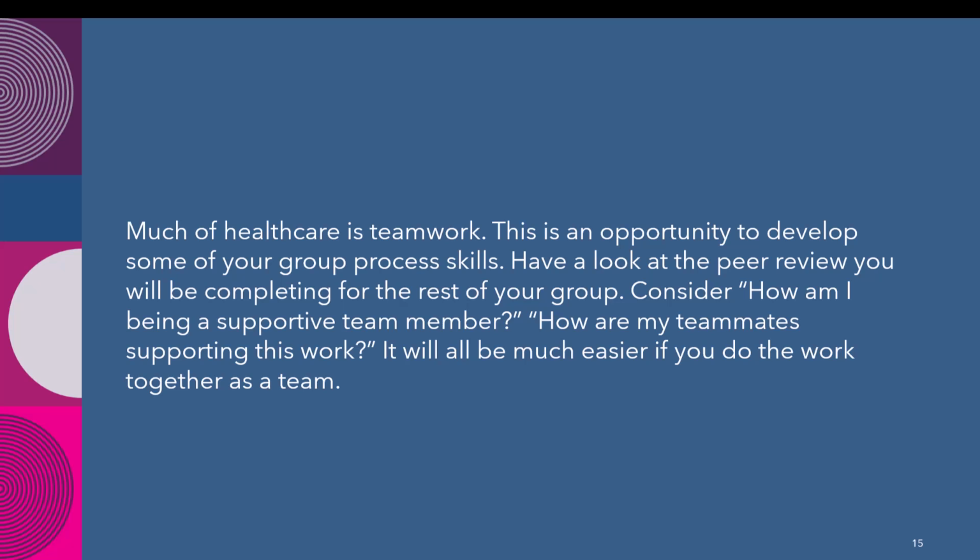Finally, I'll leave you with this reminder that most of healthcare is teamwork. This project is an opportunity to develop some of your group process skills. Have a look at the peer review you will be completing for the rest of your group. Everyone is going to be evaluating each other. So consider, how am I being a supportive team member? How are my teammates supporting this work? And believe me when I tell you, it will be so much easier if you do the work together as a team. Break it down, split it up, work together, and it'll be a piece of cake.